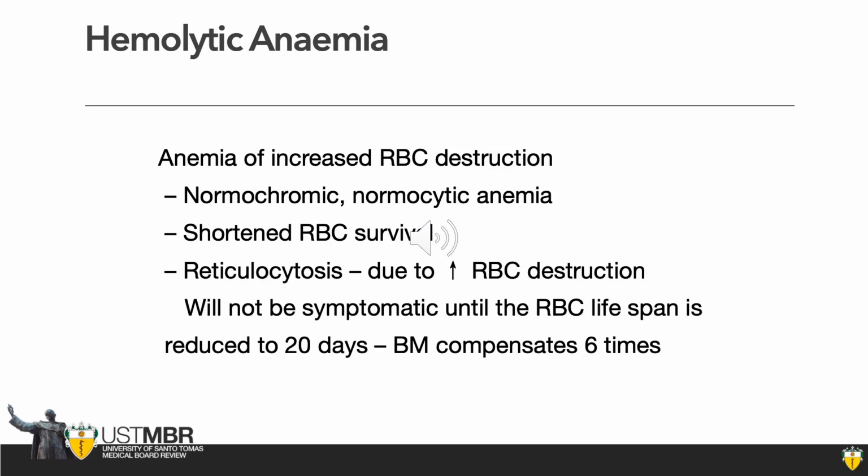Lastly, we have the hemolytic anemias. The main pathophysiology is increase in RBC destruction, but there are several mechanisms of this destruction. It can either be immune mediated versus non-immune mediated, corpuscular versus extracorpuscular, intravascular versus extravascular hemolysis.